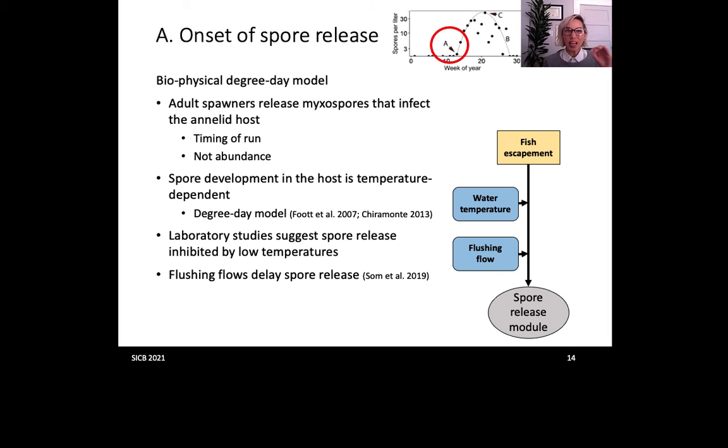Working backwards, we know adult spawners are the source of myxospores that affect the annelids. So we started the model based on the timing of the run, or when the fish enter the system, in the fall of the year before. We also know that once infected, spore development in the annelids is temperature dependent, and so we used a degree day model to estimate when spores would reach maturity. However, even once they're mature, spore release can be delayed due to low temperatures or the occurrence of a flushing flow.